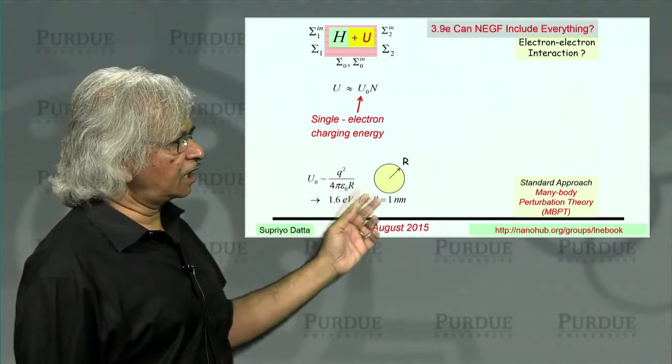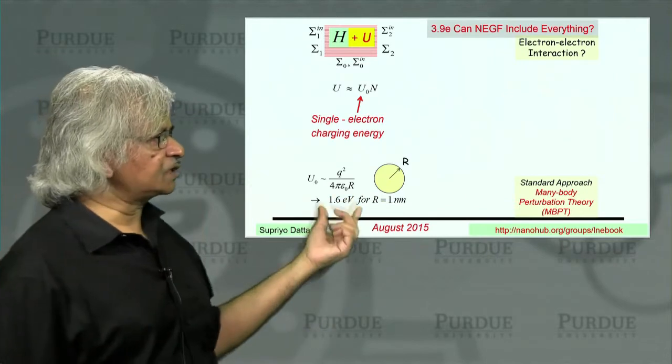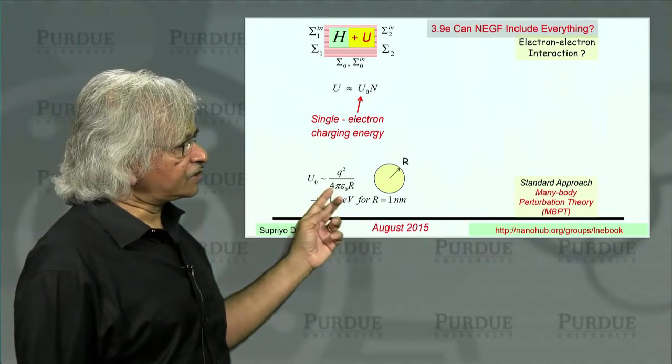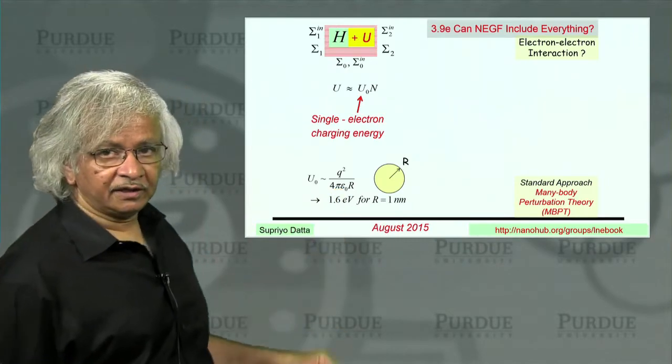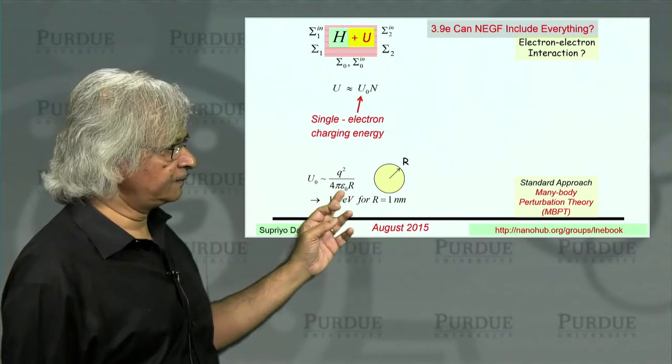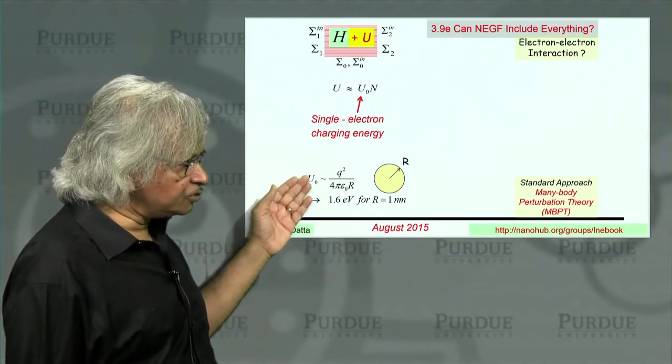So if you use an r of 1 nanometer, the corresponding energy would be 1.6 eV. Of course, I've used the vacuum permittivity. In a solid, the permittivity is larger, could be 4 or 10, and that would make the U0 smaller.